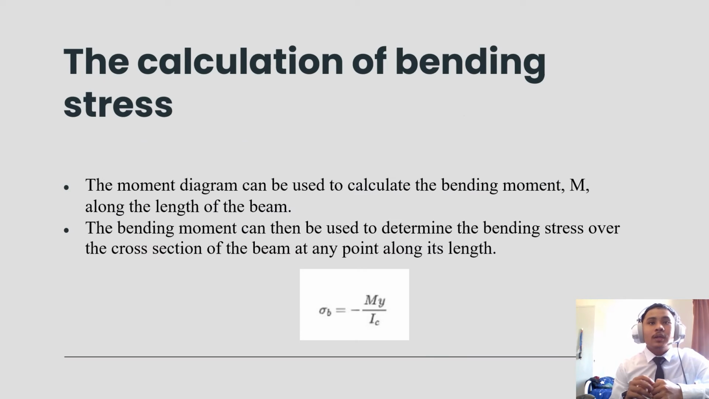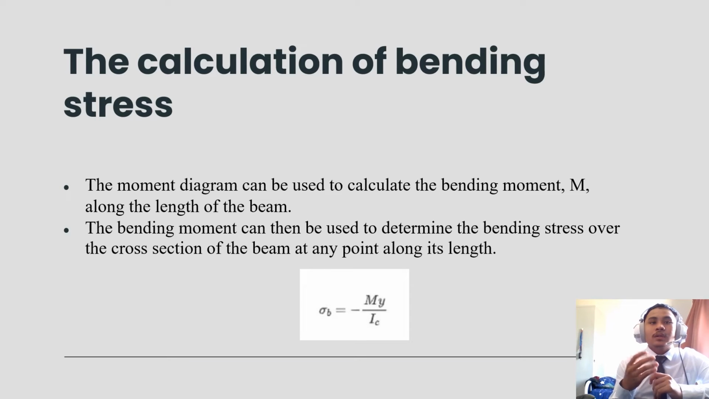So I will continue the presentation in chapter 3, methodology. So how do we calculate the bending stress? First, we need to do the moment diagram. Basically, the moment diagram can be used to calculate the bending moment along the length of the beam. Next, the bending moment can then be used to determine the bending stress over the cross section of the beam at any point along its length.